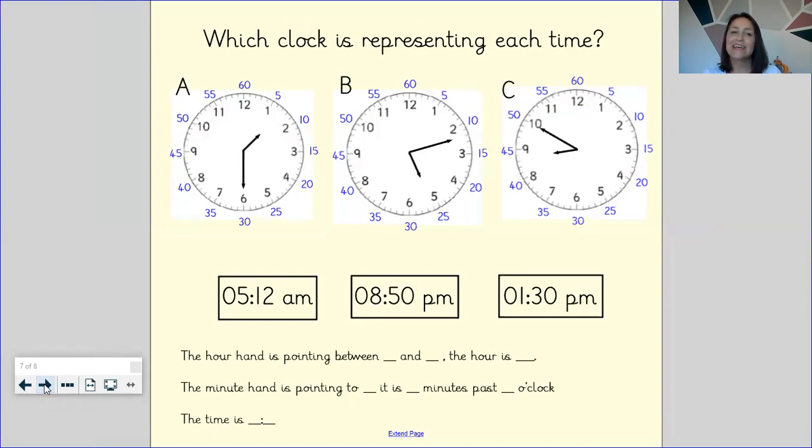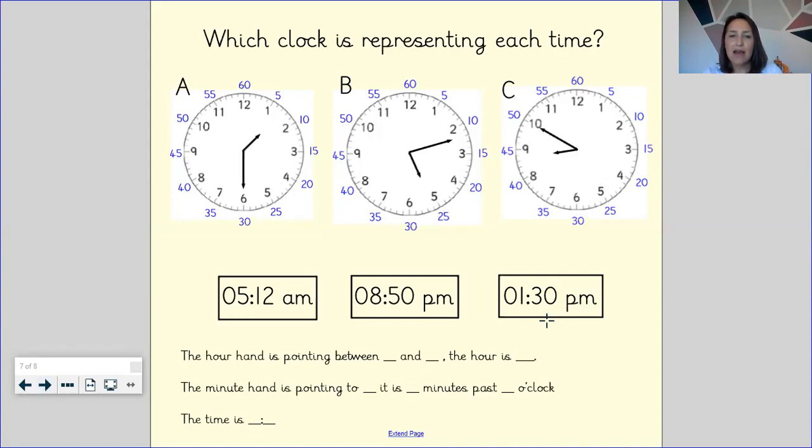Welcome back. So we have the clock A. The hour hand is pointing between the 1 and the 2. The hour is 1. The minute hand is pointing to 30. It is 30 minutes past 1 o'clock. The time is 1:30, and that is the 3rd digital time there.